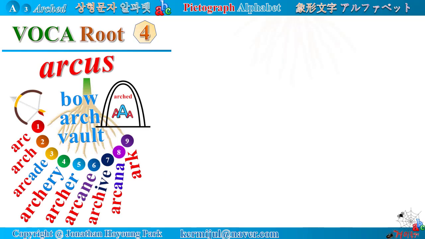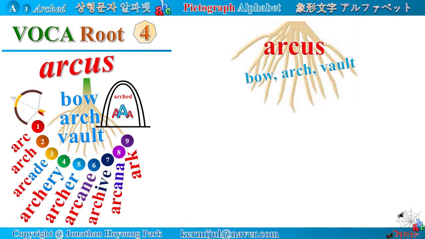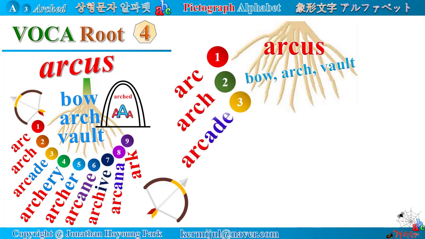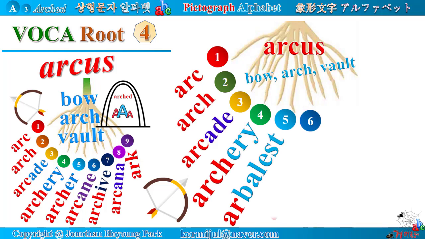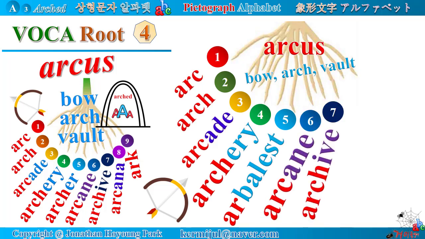Voca root number 4. Latin root arcus means bow, arch, or vault. Hereunder we will study various words containing Latin root arcus. Arc, arch, arcade, archery, arbalist, arcane, archive, arcana, arc.